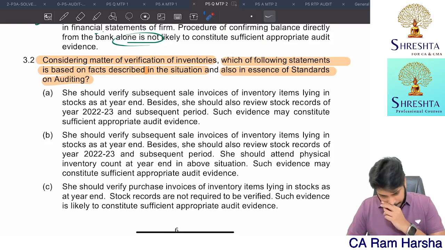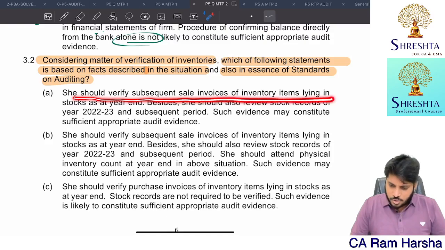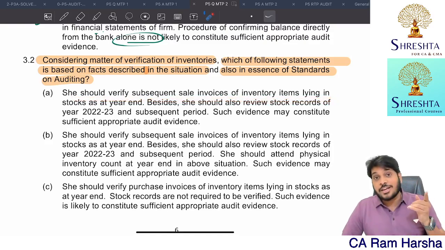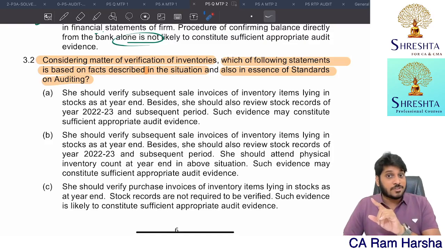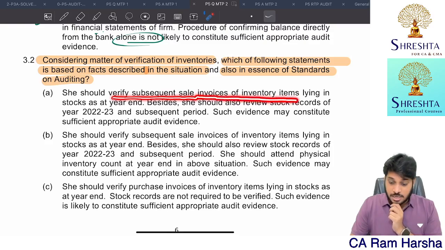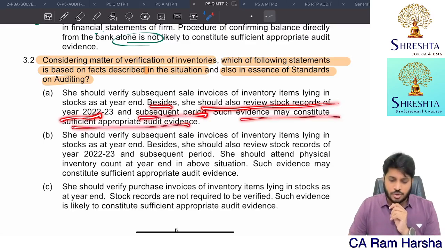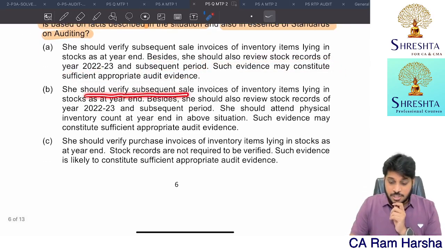Okay, I think this is correct. I felt she should verify subsequent sale invoices, because no, she was appointed after 31st March. Remember, she was appointed after 31st March. May month she is appointed. So she should verify whether closing stock as on 31st March is correct or not. She should verify subsequent sale invoices of inventory. Subsequent sale invoices of the inventory, so that will prove that inventory is existing. Besides, she should also review stock records of 2023 and subsequent periods. Such evidence may constitute sufficient appropriate audit evidence. She should verify subsequent sale invoices of the inventory items lying in the stock as at year end.